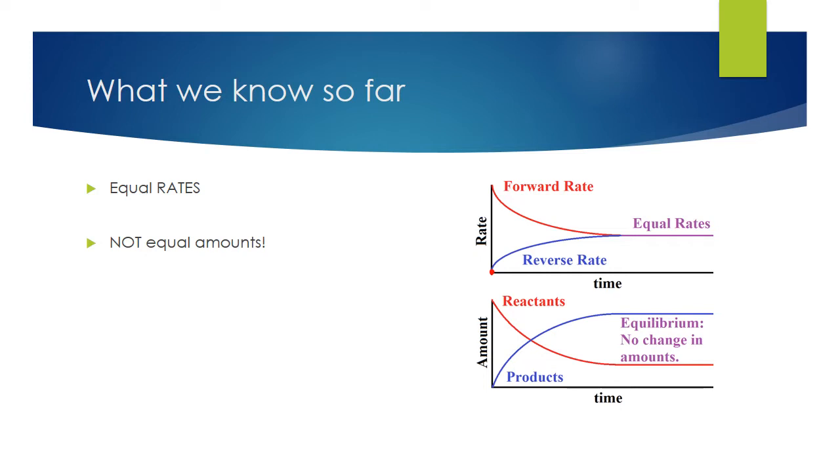The forward rate would start quickly, and then as you use up some reactants, we can see the forward rate slowing down while the reverse rate speeds up until they hit the same rate as one another. But the amounts don't necessarily have to be equal, and generally speaking, they're not. It's actually pretty rare for them to be equal at equilibrium.